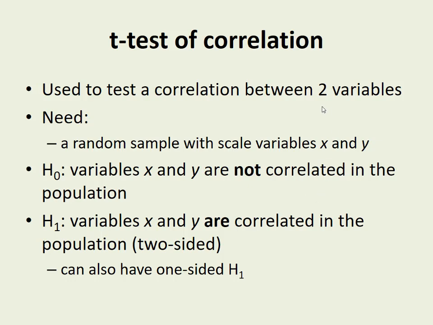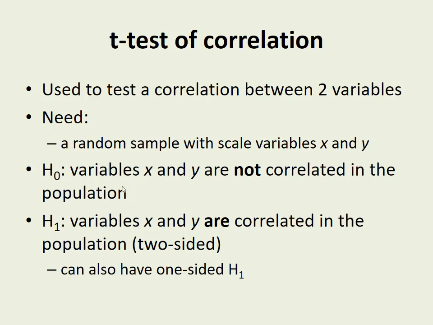Looking to test a correlation between two variables, what you need is a random sample from the population, and you need to have scale variables x and y. You can use it with ordinal variables in some situations, but often you might be better off using a different form of correlation coefficient, such as Spearman's correlation coefficient, or possibly transforming the variables. So for now, I'll assume they're scale variables.